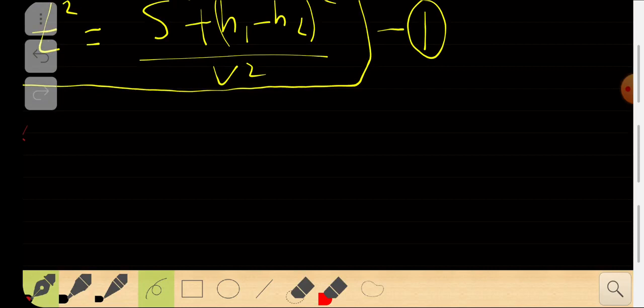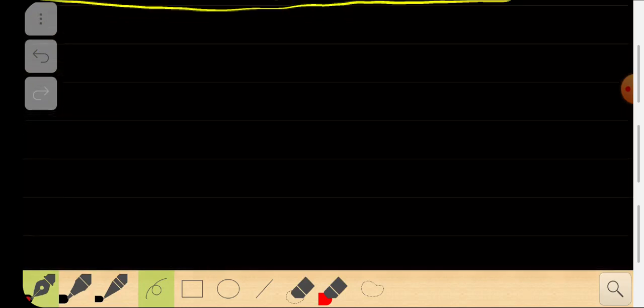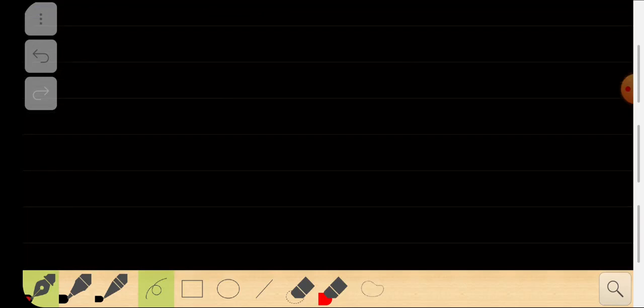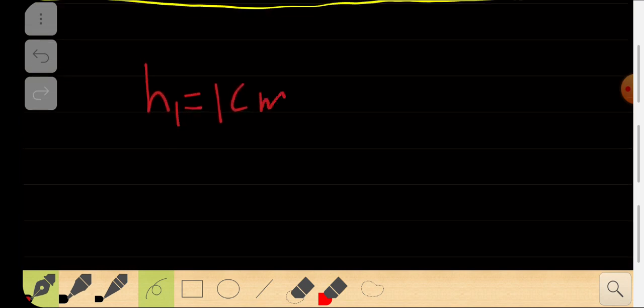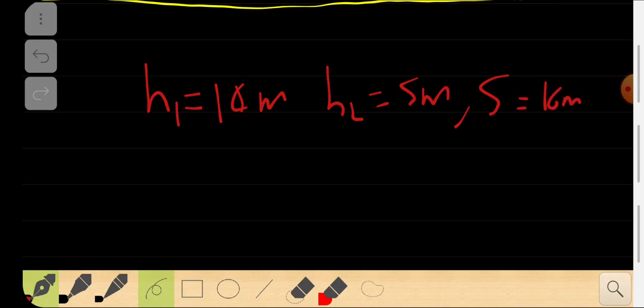Now, let's put down some numbers so that you really have an understanding of what it is, right? Let's put h1 equal to 10 meters, let h2 be 5 meters, s be 10 meters, and v be 4 meters per second, like so.